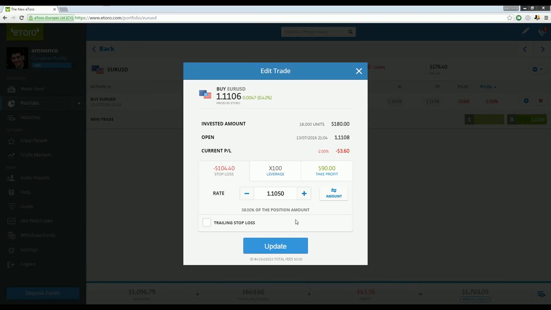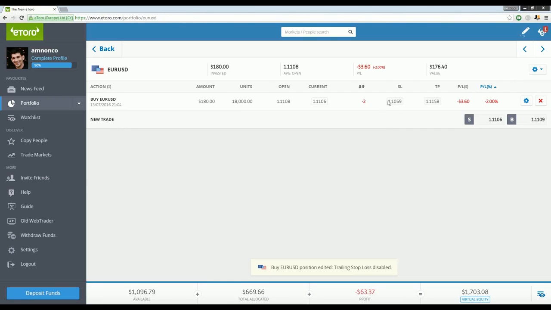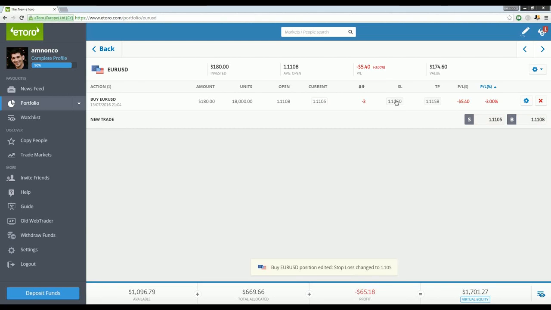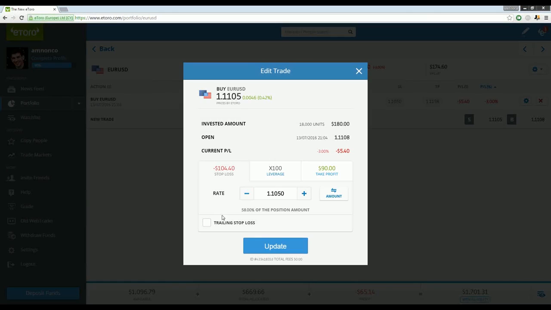Let's say 1050. I can update. You see, the dotted line is gone, and now it's 1050. Now if I want it back, I can switch it back on. And the difference will be the new difference.